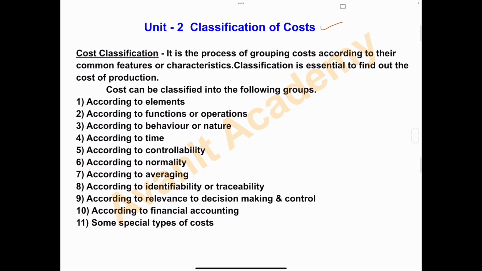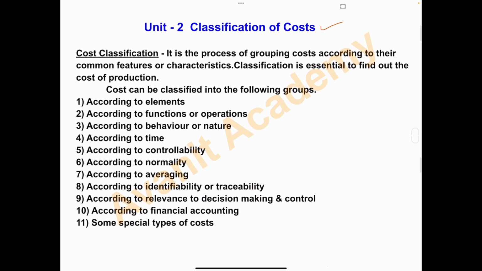First, we'll understand the meaning of cost classification. It is the process of classifying the cost on the basis of their nature, characteristics, or features. That is called cost classification or classification of cost. Here, costs are classified into following groups.